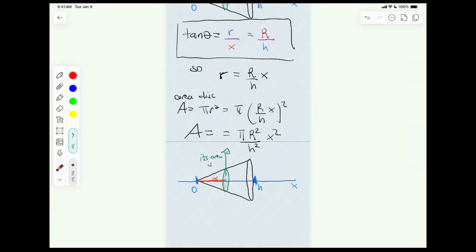What if you start moving the disk towards the base of the cone? So you move the disk here, here, and here. If you put x equals h, the h's cancel, and then you get pi R squared, which was the area of that disk.